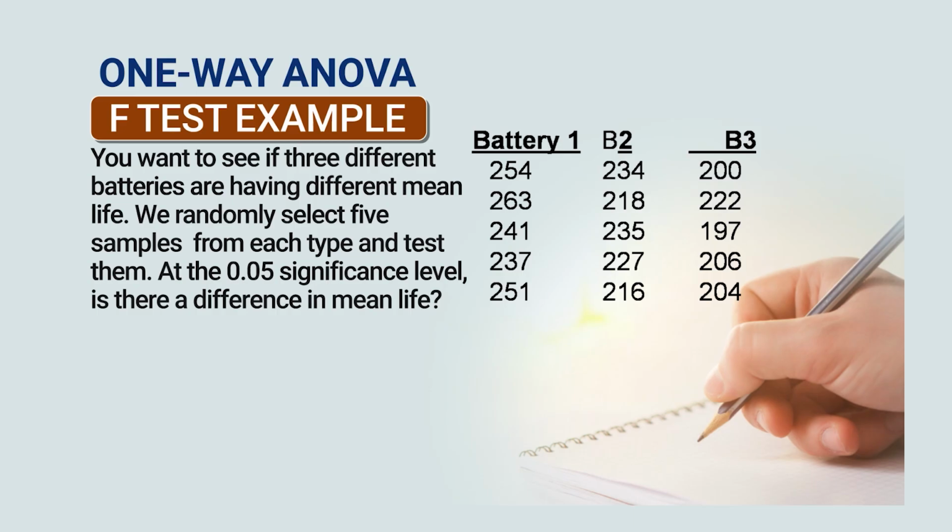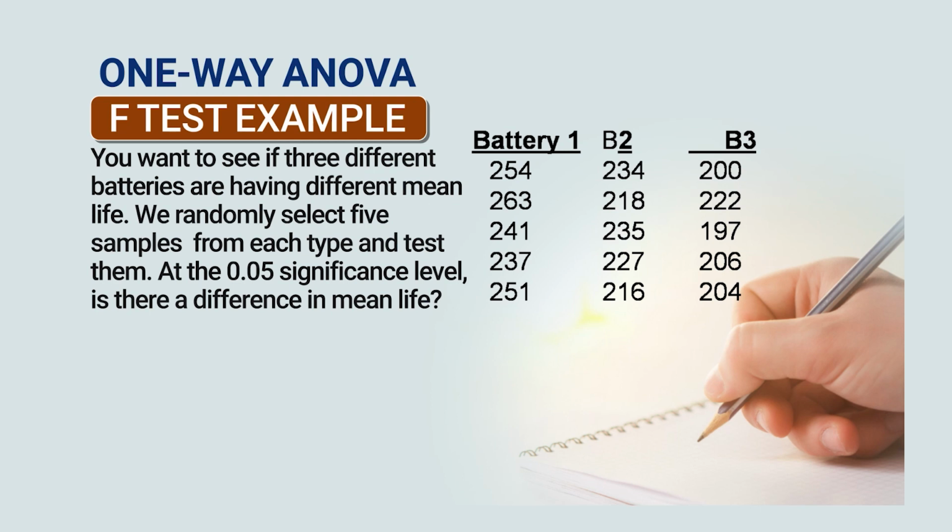Now, let's look at the first sample. In the first sample, the values are 254, 263, 241, 237 and 251. If you look at these 5 values, the brand is the same and all other conditions are the same, still the life of these 5 batteries from brand 1 is not the same.